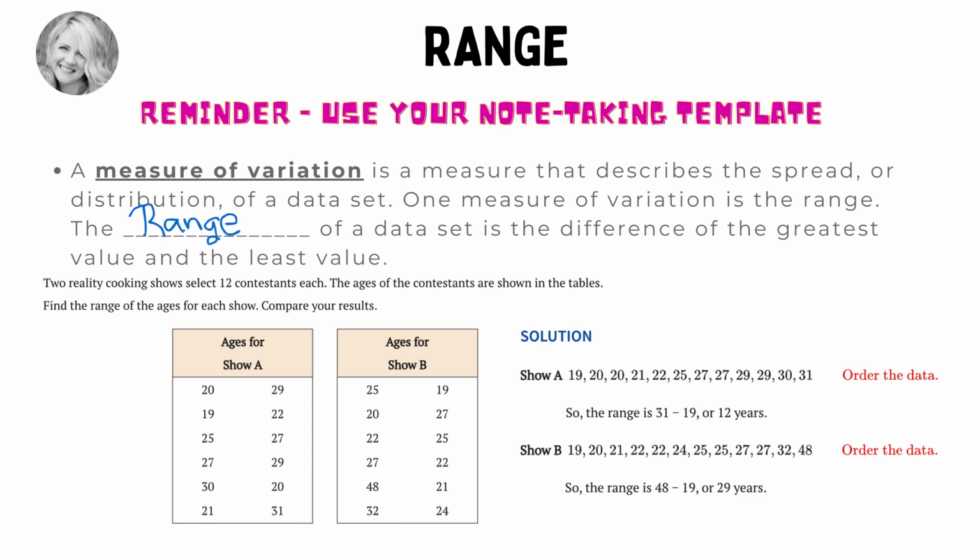Show B, order them out, 19. The highest value in this one is 48. 48 minus 19, show B actually gives you a range of ages of 29 years.